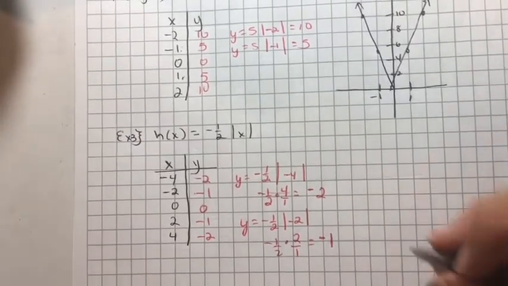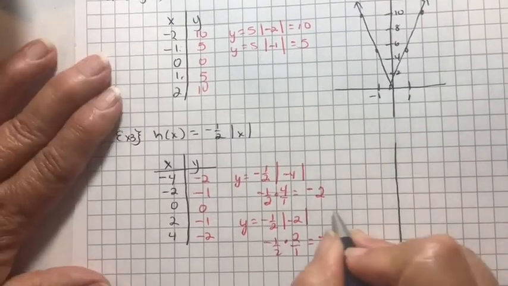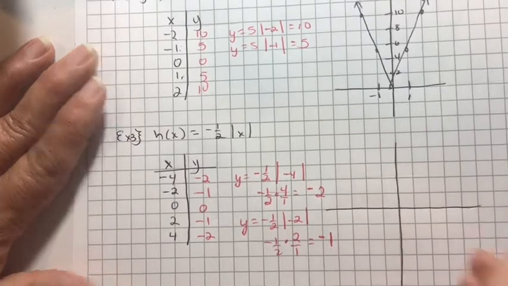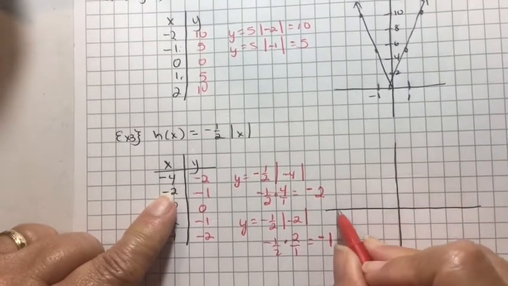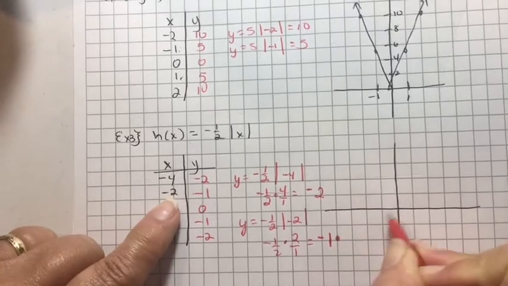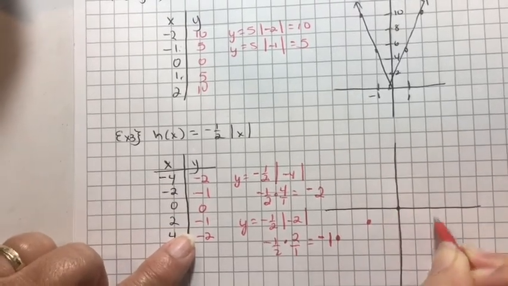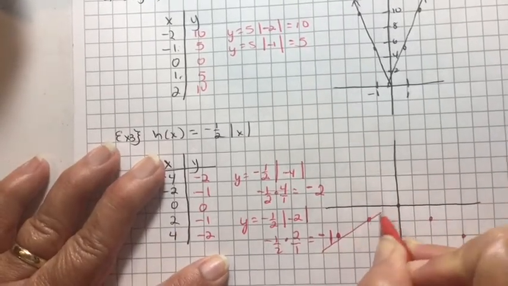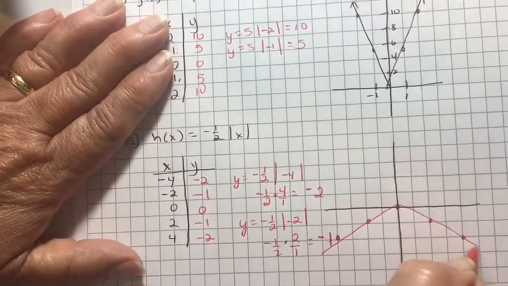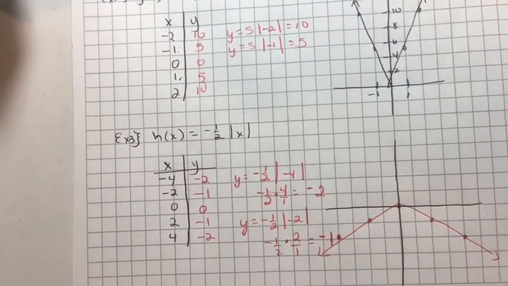Now we're ready to graph those. Now remember, we're making the guess that it's going to flip upside down. So let's see how that looks. So -4, -2, -2, -1, 0, 0, 2, -1, and 4, -2. So it did flip. Now what's super cool is it uses the same rules as the parabola.